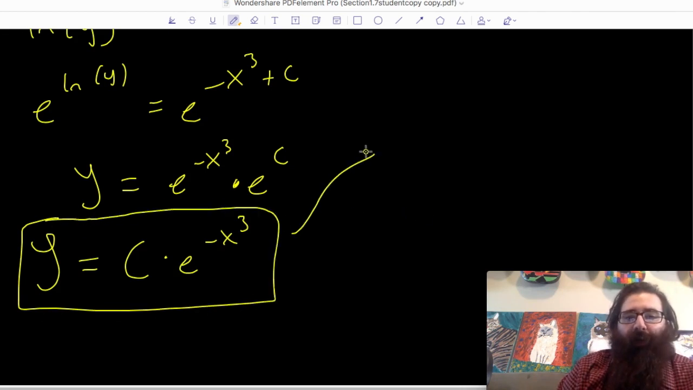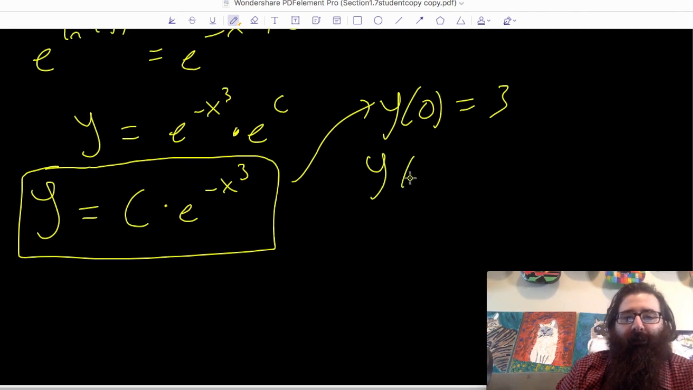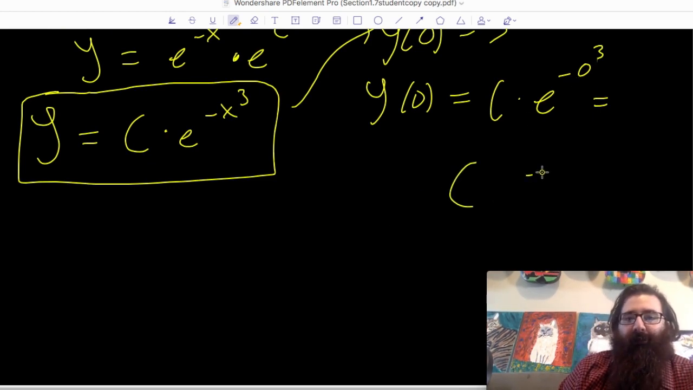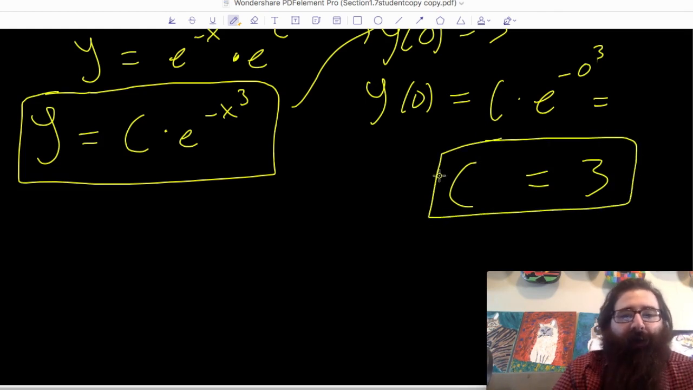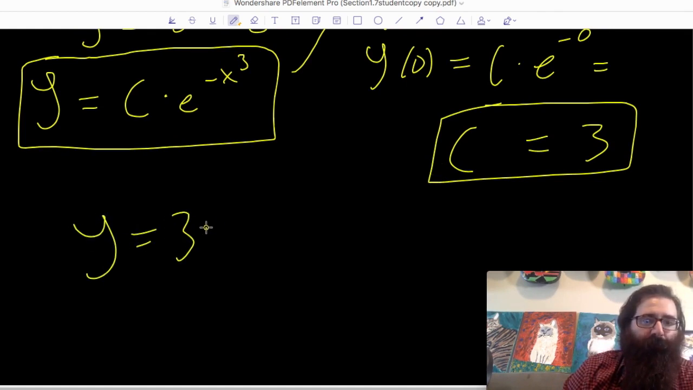And then we know y at 0 is equal to 3 is our initial value. If I plug 0 in for x, I get c times e to the negative 0 cubed power, which 0 cubed is 0, negative 0 is 0, e to the 0 is 1, so I get c times 1, which is c, and that this should be equal to 3. So we're able to get our particular solution now, that y is equal to 3 times e to the negative x cubed.